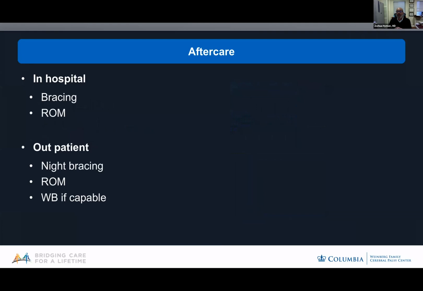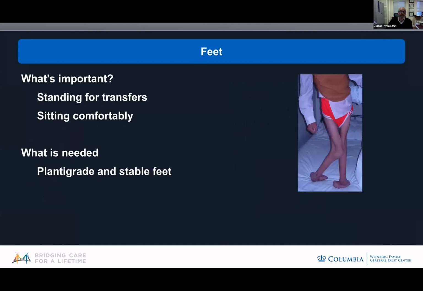Again, afterwards, we will brace these children to maintain the new alignment and initiate range of motion right away to keep their knee moving. Once they leave the hospital, we'll usually use a night bracing regimen and, of course, maintain their range of motion. And if they were able to bear weight before surgery, we'll get them up on their feet very soon after this, usually within the first week or two when pain allows.